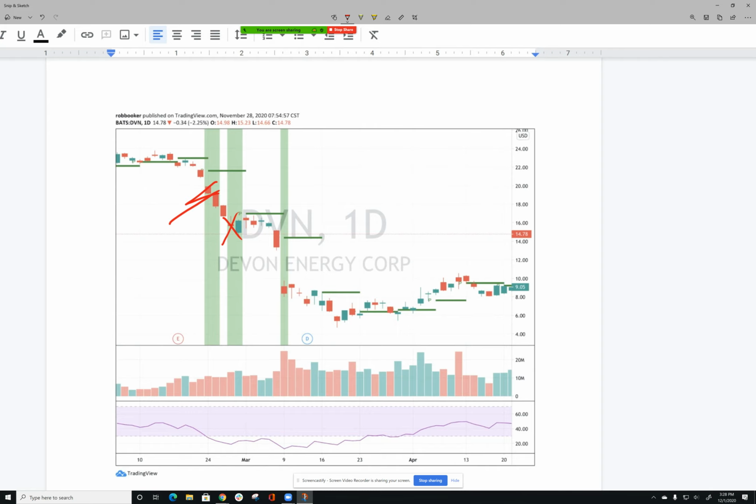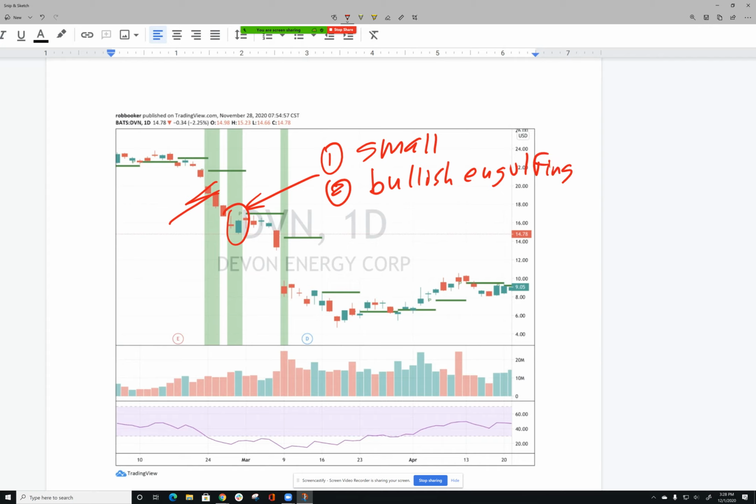I mean, you could probably justify that, actually. An energy company. I do have a tendency to avoid energy companies. Day 1, small body, bigger wick. Day 2, bullish engulfing. Yeah, you could take it. You could actually take that trade. It would be a few days going sideways and you would close it.